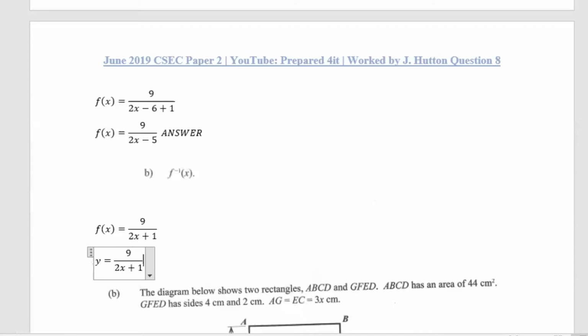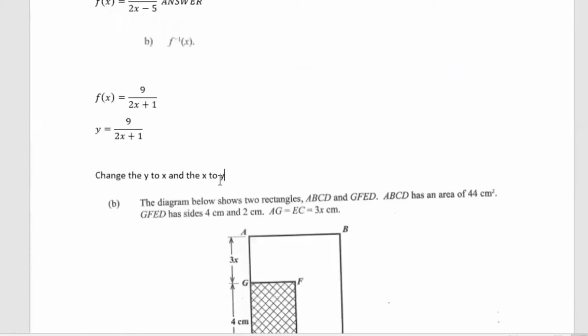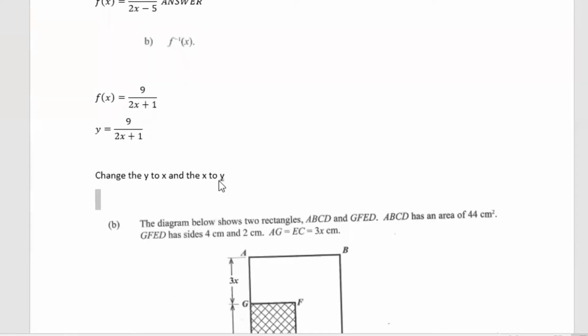Then I do the change from here. So next what we do is to change the y to x and the x to y. So the inverse is already being done here. So our final answer will be the answer that is needed for the question. So what we'll have is x is equal to 9 divided by 2y plus 1.